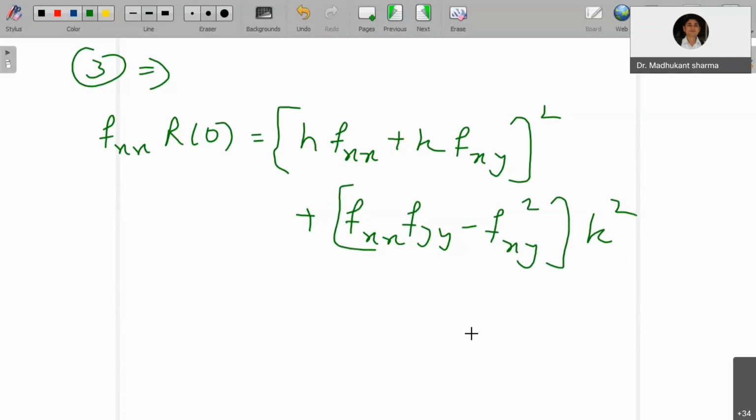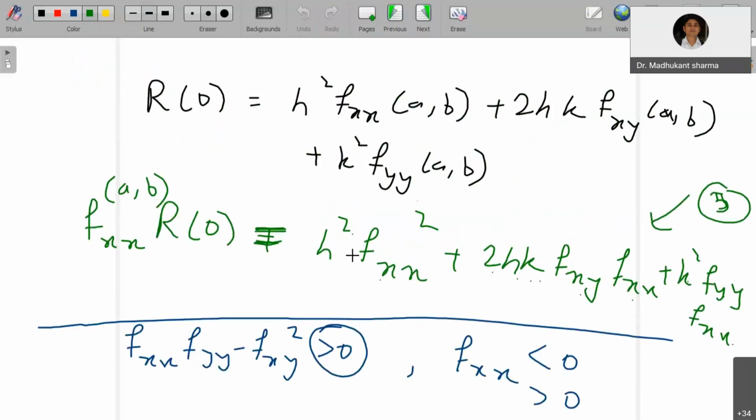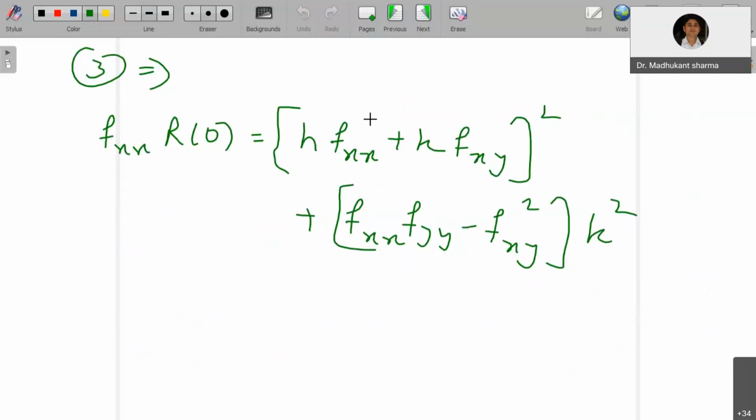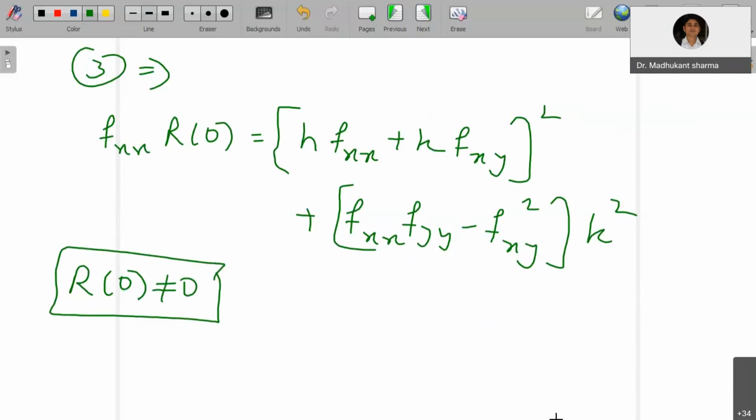Right? Okay. So r of 0, you have to see, r of 0 is the right side. So you can avoid the possibility of r of 0 being 0. I'm assuming that r of 0 is constant. Okay. We have to see the sign, whether it is greater than 0 or less than 0. Now see the right side.